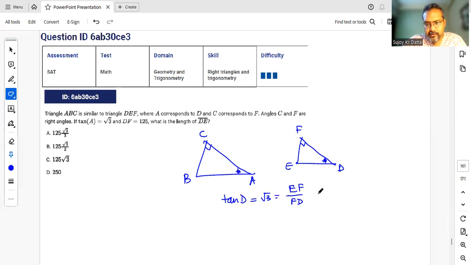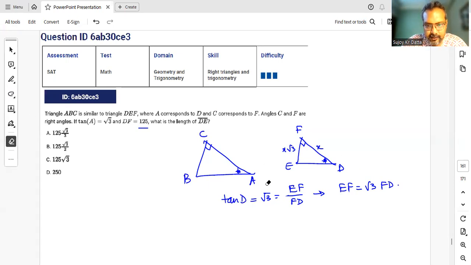Here ED is the hypotenuse. So it will be EF over FD, and FD is given to be 125. So since tan is root 3, EF is root 3 times FD. So if this were, let's say, X, then this is X times root 3. Actually, it should have been drawn the other way around, but it's okay. We can just make a small change there to make the diagram look consistent.